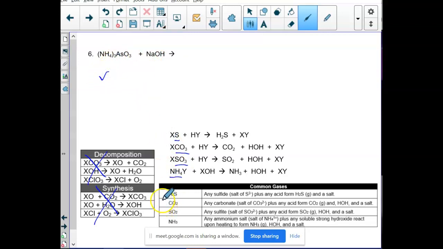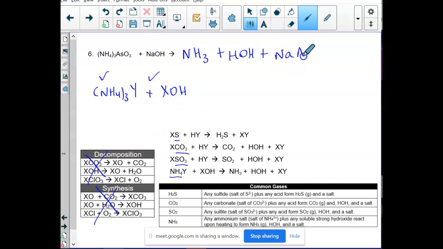We have that, don't we? Now, if it's a yes here, it also has to be a yes here to get the other side. And I also have a hydroxide, don't I? So therefore, I know it's going to be NH3 plus HOH plus my X with my Y. So let's talk about what that looks like here. This is my Y, and then there is my X, right? Yeah, I did that right. So sodium is my X, so Na, and then my Y is ASO3.